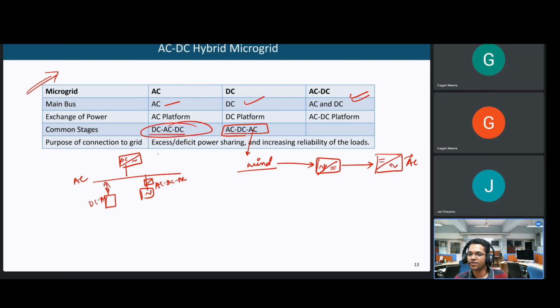So the purpose of all these connections is only one: we want to access deficient power, it should be shared economically, and we should be able to reliably meet the demand.